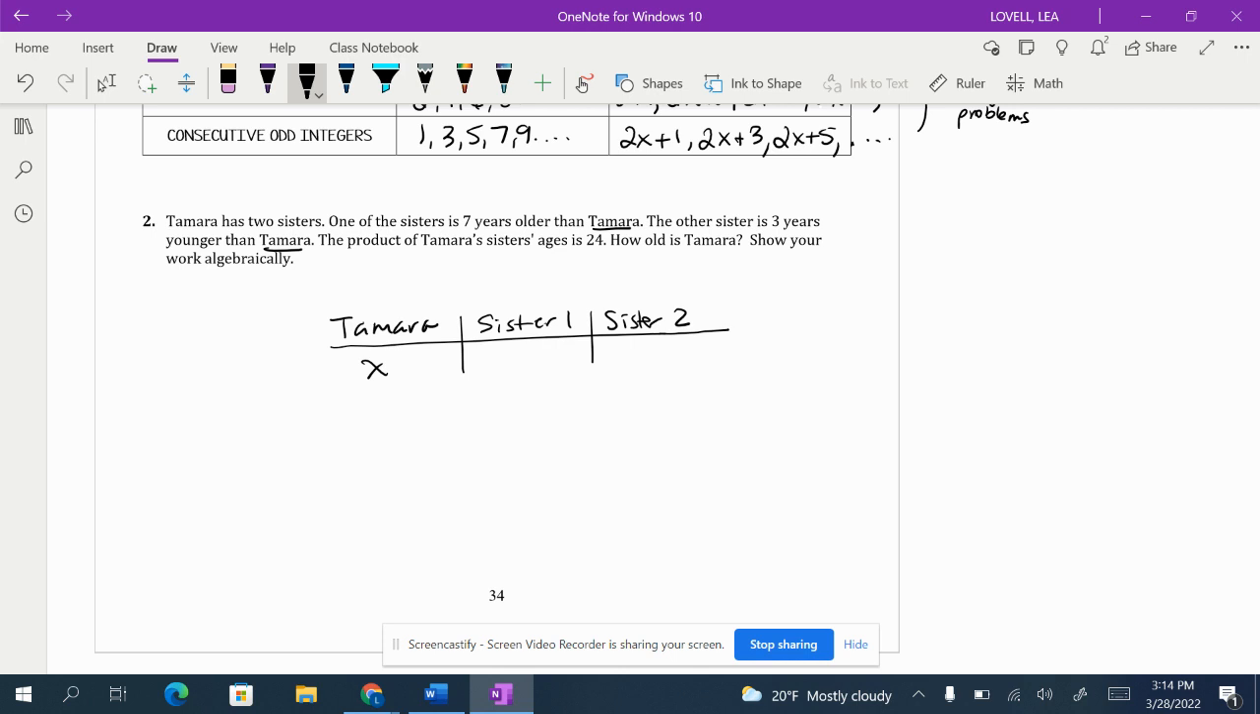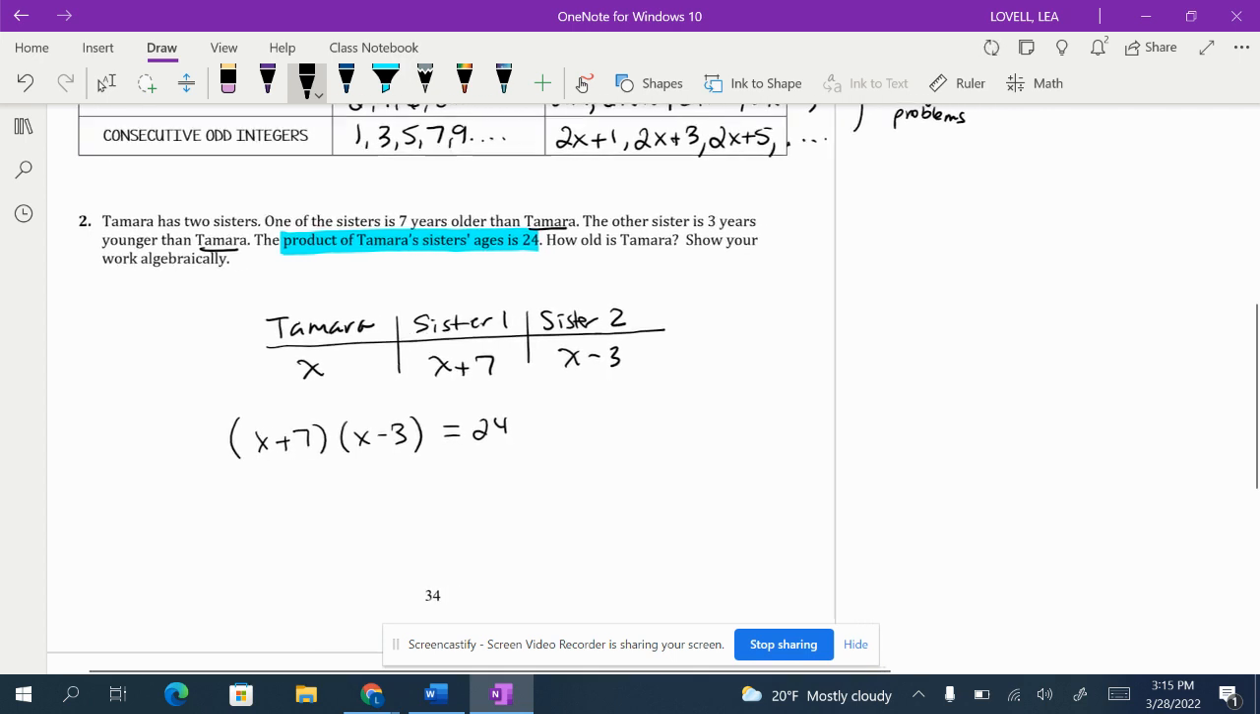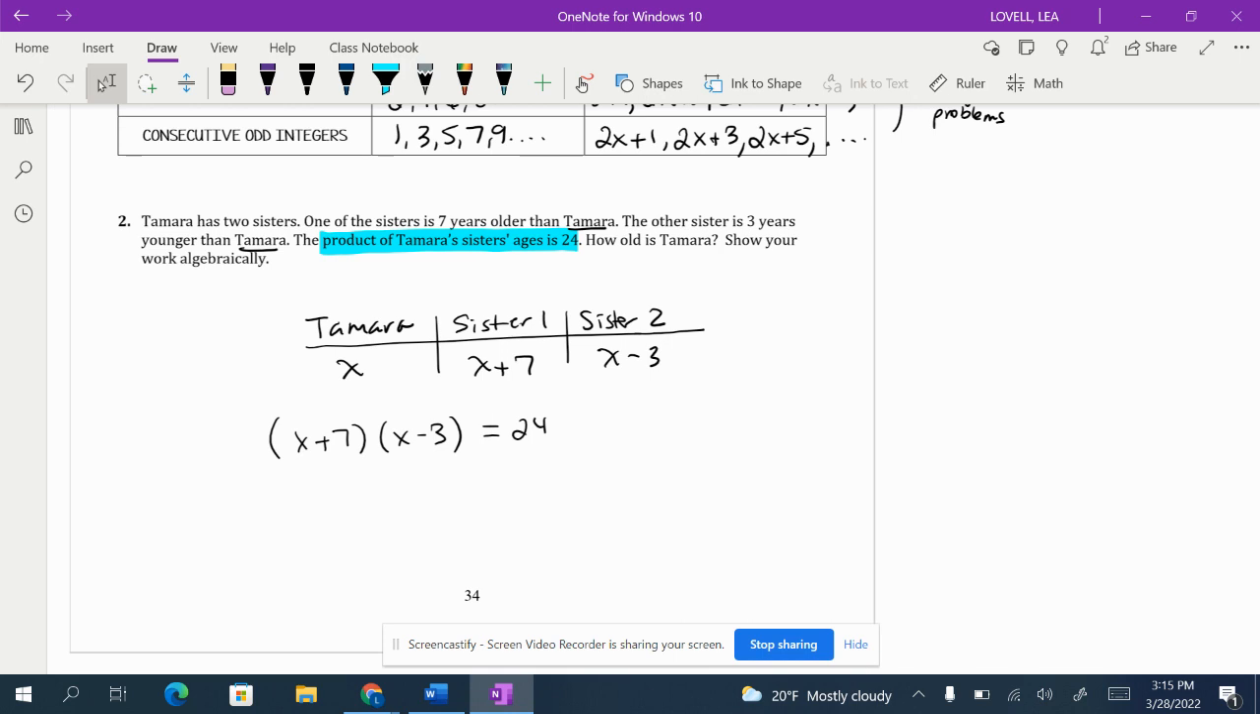One of the sisters is 7 years older than Tamara, so I've got Tamara plus 7. And the other sister is 3 years younger than Tamara, so I've got Tamara minus 3. Now the problem says that the product of Tamara's sisters' ages is 24. Product is multiplication, and it's the sisters' ages, so I'm going to put those expressions right there. And all of this is equal to 24. And now the problem is asking me, how old is Tamara? Okay, so remember, we let Tamara equal x. So how old is Tamara? We're really just going to be solving for x here to find that answer.